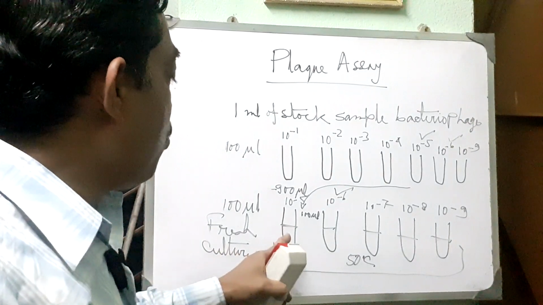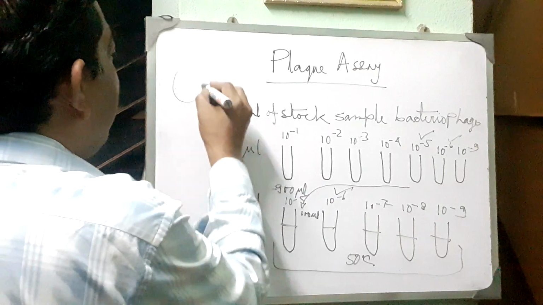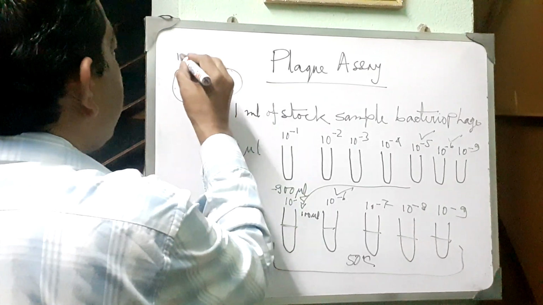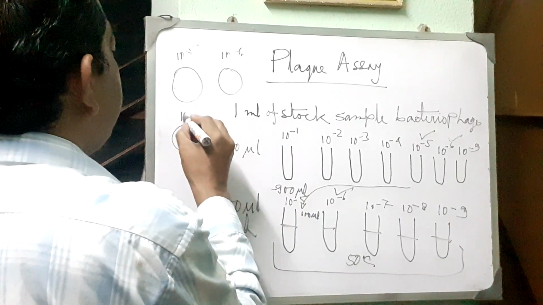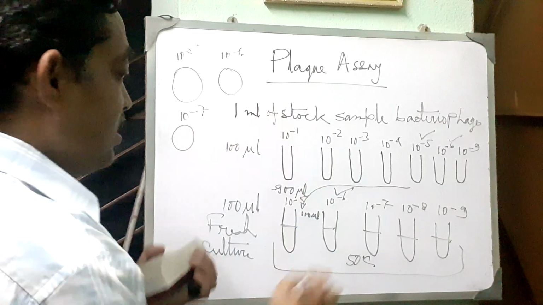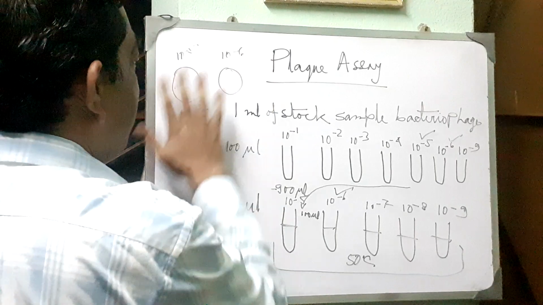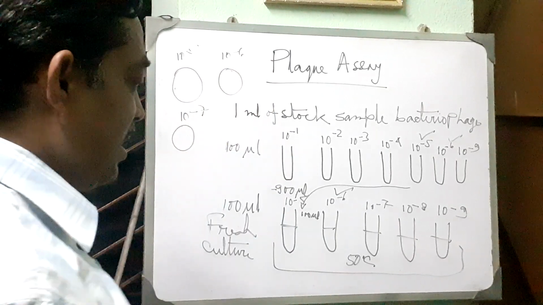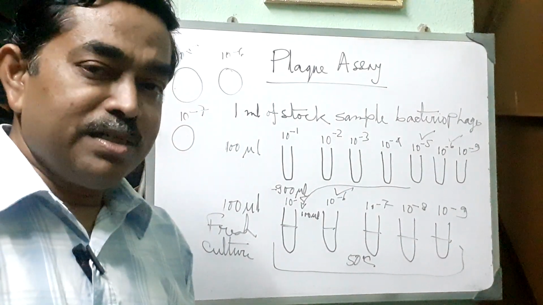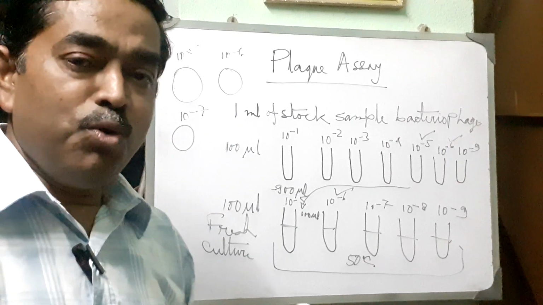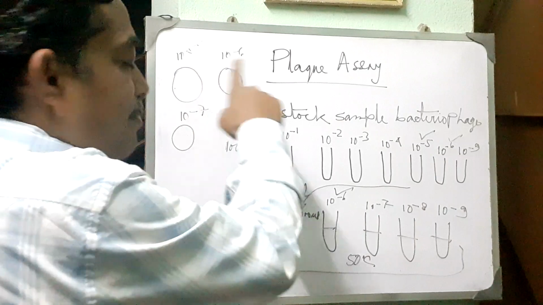Now you pour this 2 ml of soft agar onto the solidified agar plate, which was already marked with 10 to the power minus 5, minus 6, minus 7, like that. You pour the soft agar onto the respective solid agar base plate, and it will be placed undisturbed to solidify the soft agar on the agar base plate.